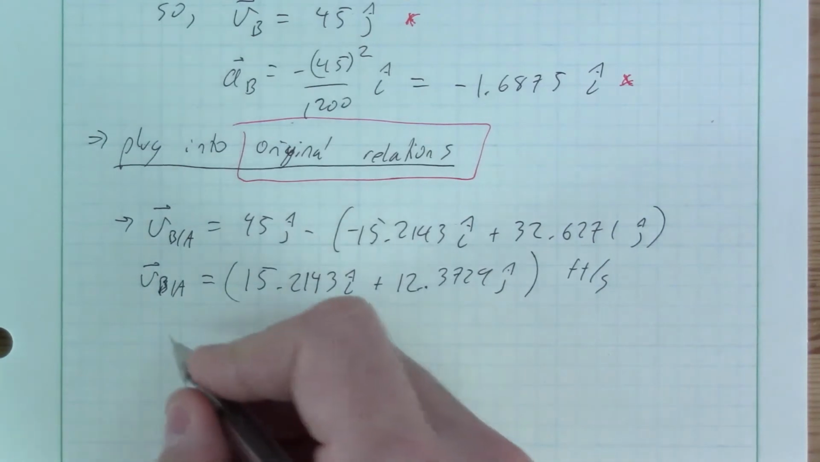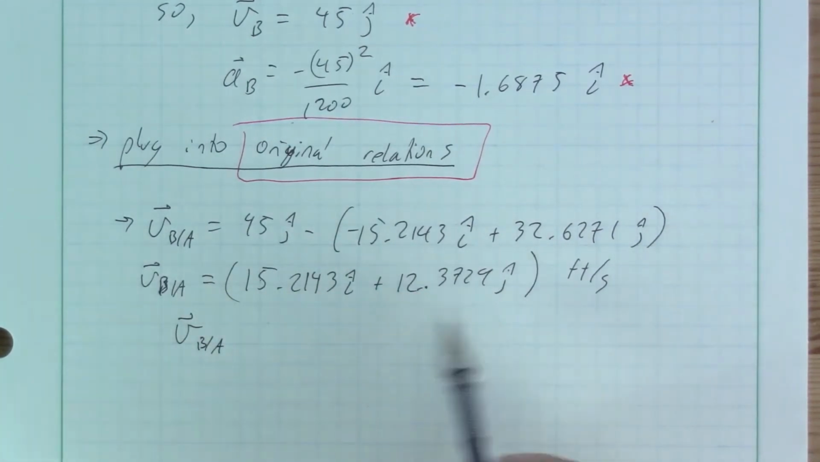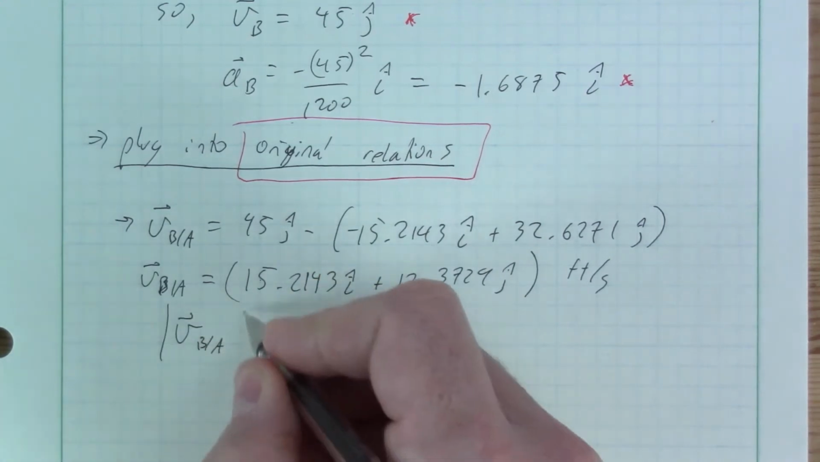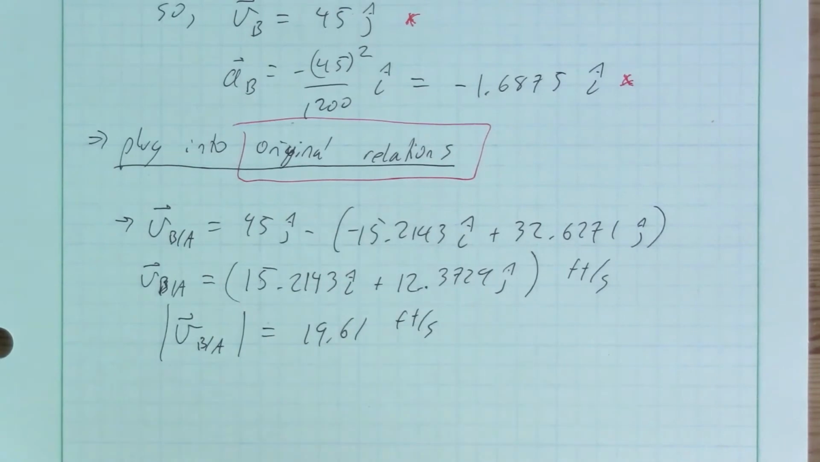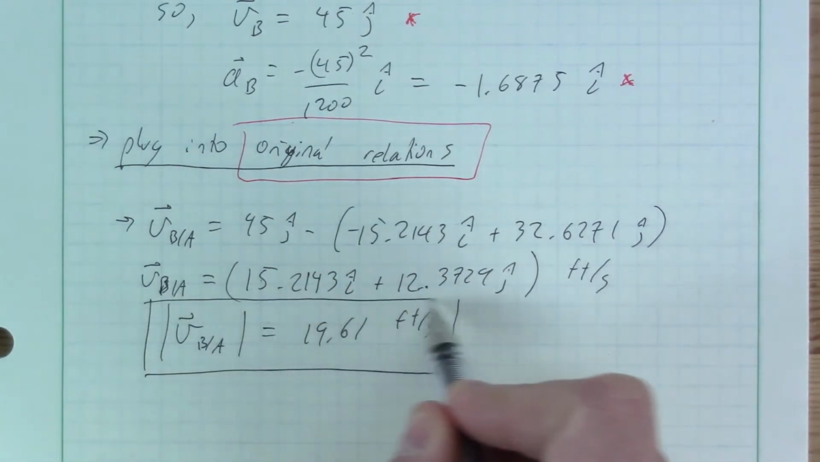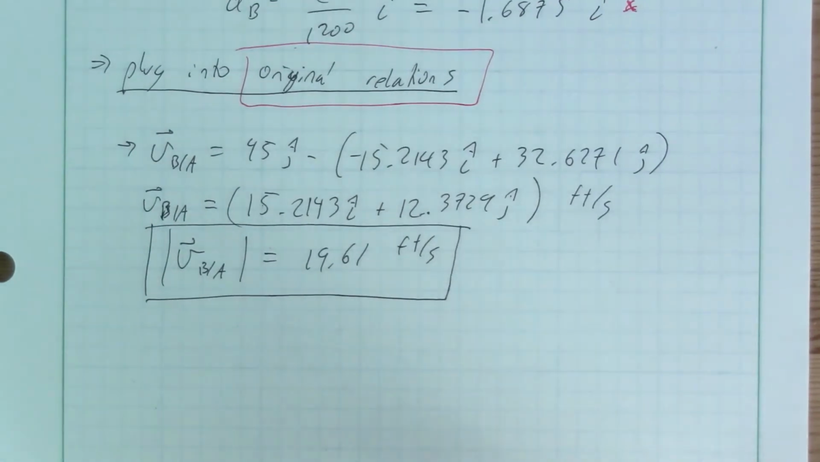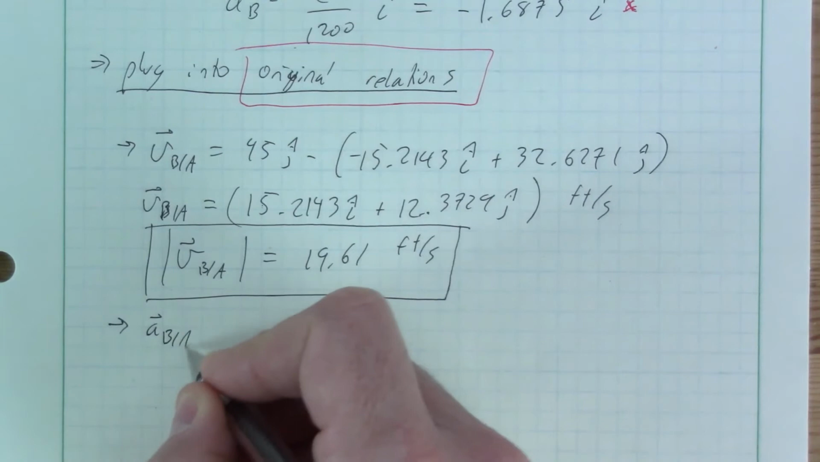And well, we need the magnitude, right? So that's going to be components squared. So this squared plus that squared, square root the whole thing. We get 19.61 feet per second. And then do the exact same thing for acceleration. I'll just do this quickly.